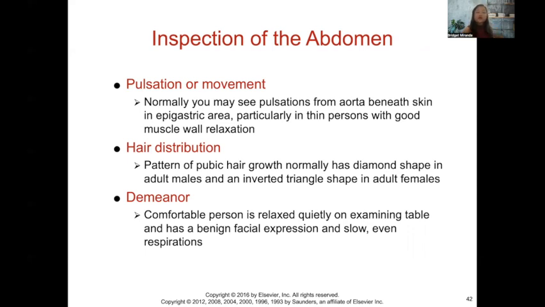You're looking for hair distribution and you're looking for the demeanor. Now, a patient with abdominal pain or concern will feel a little bit uncomfortable when you are examining them. And so check their facial expressions, check how tense they are, and whether they're doing any guarding. Guarding is when they take their arms and try to cover their abdominal area because they don't want you to touch them or they anticipate pain when you palpate.